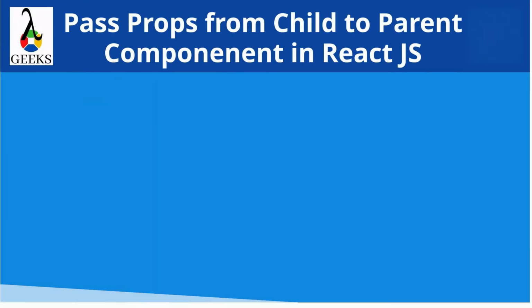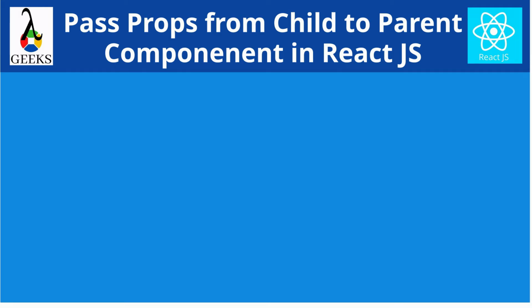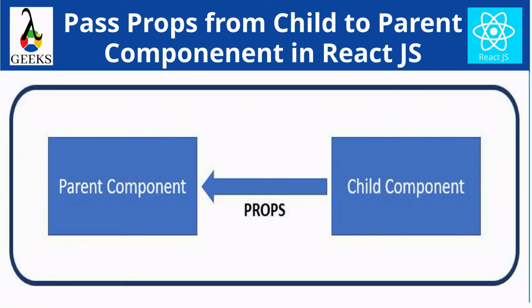Throughout this tutorial, we are going to learn how to pass the props to the parent components from child in React.js. Or in other words, how to render parent from child component. The props are nothing but the arguments which are going to pass from one to another components.